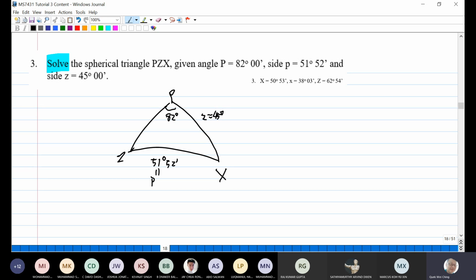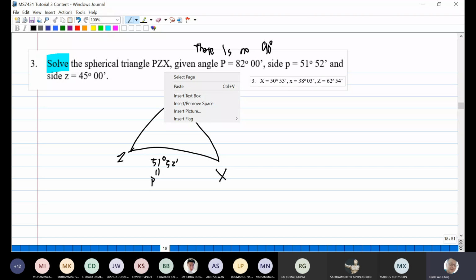Okay, so what is the issue now? The issue now is there is no 90 degree. So there's no 90 degree. That means you have to create a 90 degree now. In order to do that, you have to use Napier's view to figure out what the answer is. So let's try to do this. I'm going to construct a 90 degree here.